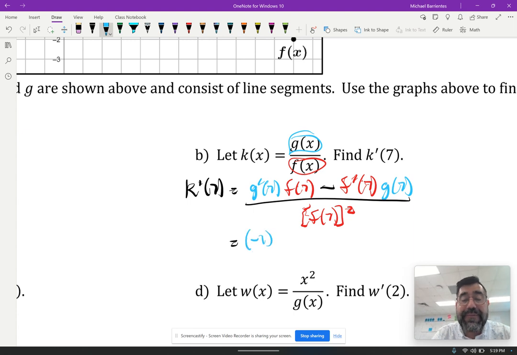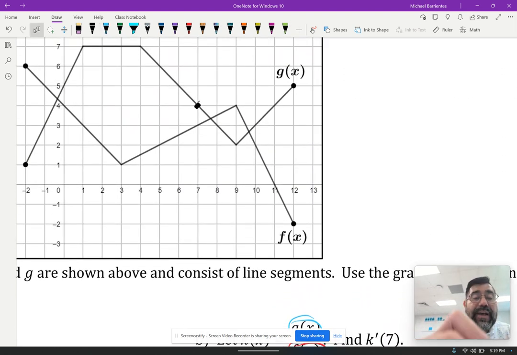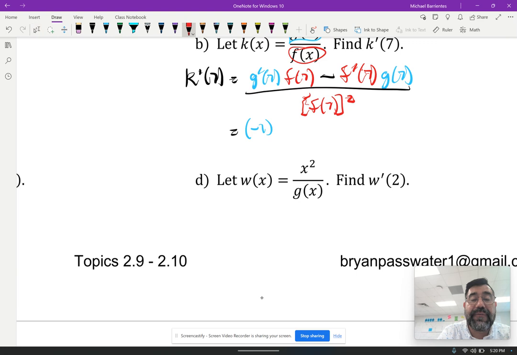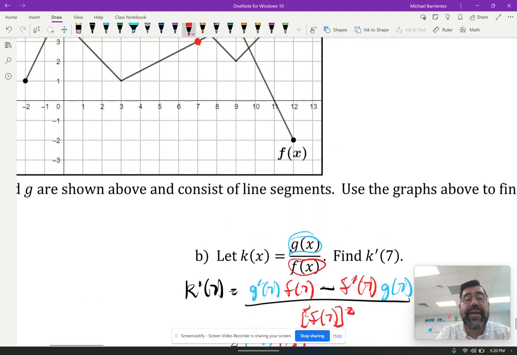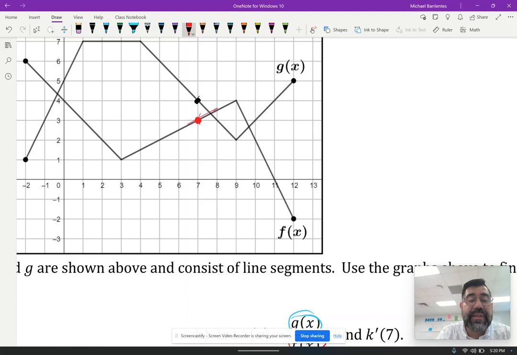And then I go to the f graph and find out what's the y value at 7. So the f graph, what's the y value at 7? That would be 3, right? This is the graph of f. And so at f, the function value is 3, minus the derivative value at 7 on the f graph. So what's the slope of this line? Well, I think it goes up 1 over 2, up 1 over 2, up 1 over 2. So it looks like the slope is 1/2.